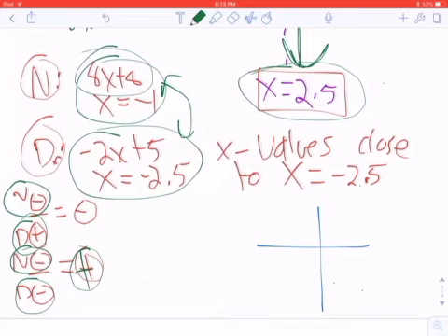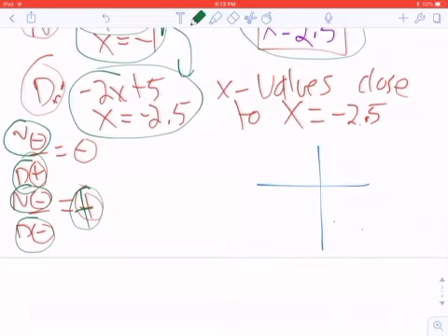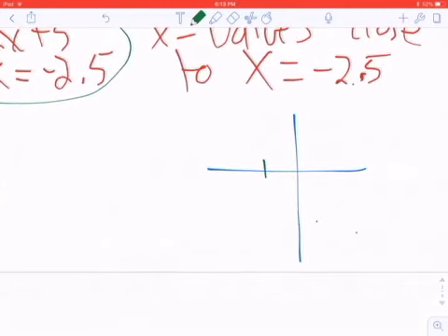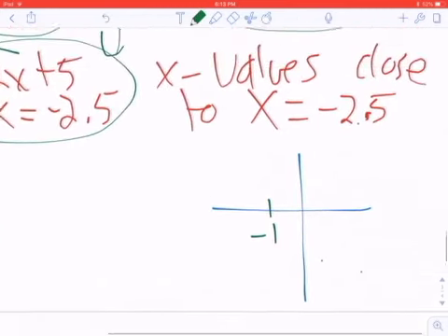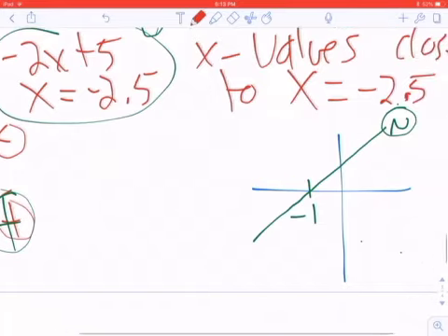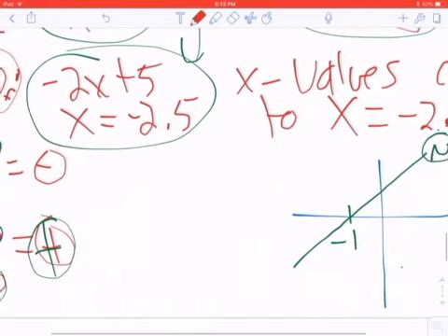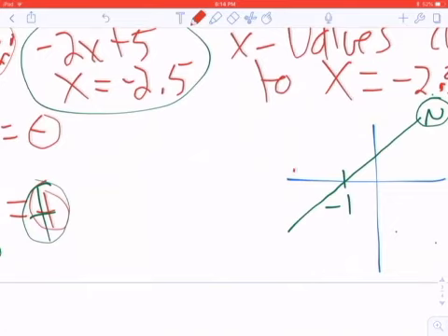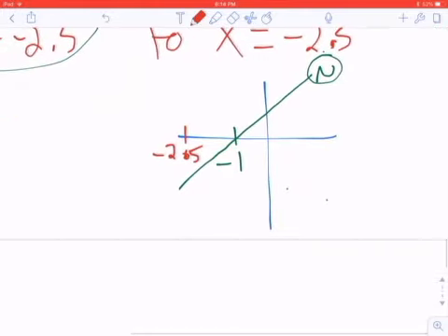So let's do 8x plus 8. What would that straight line look like? The most important thing is to graph that negative 1 is the x-intercept, and it's 8x plus 8, so it has a slope of positive 8, therefore it's sloping up. That's the numerator. Then I've also got the denominator, negative 2x plus 5, and that had an x-intercept of 2.5. This one, on the other hand, has a negative slope, so it's going down like so.